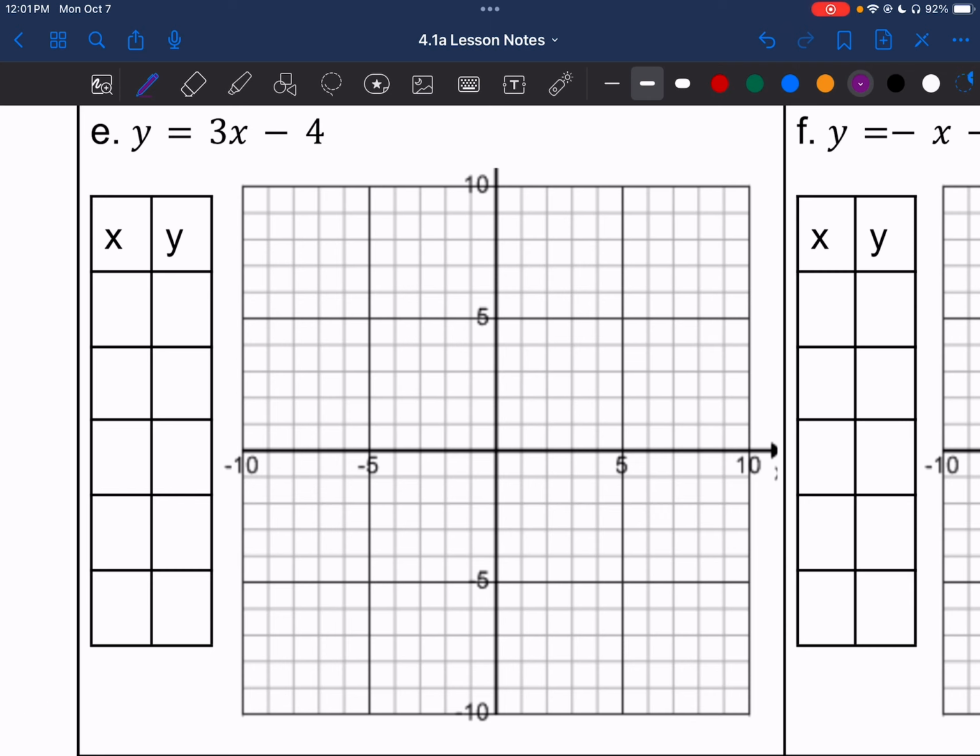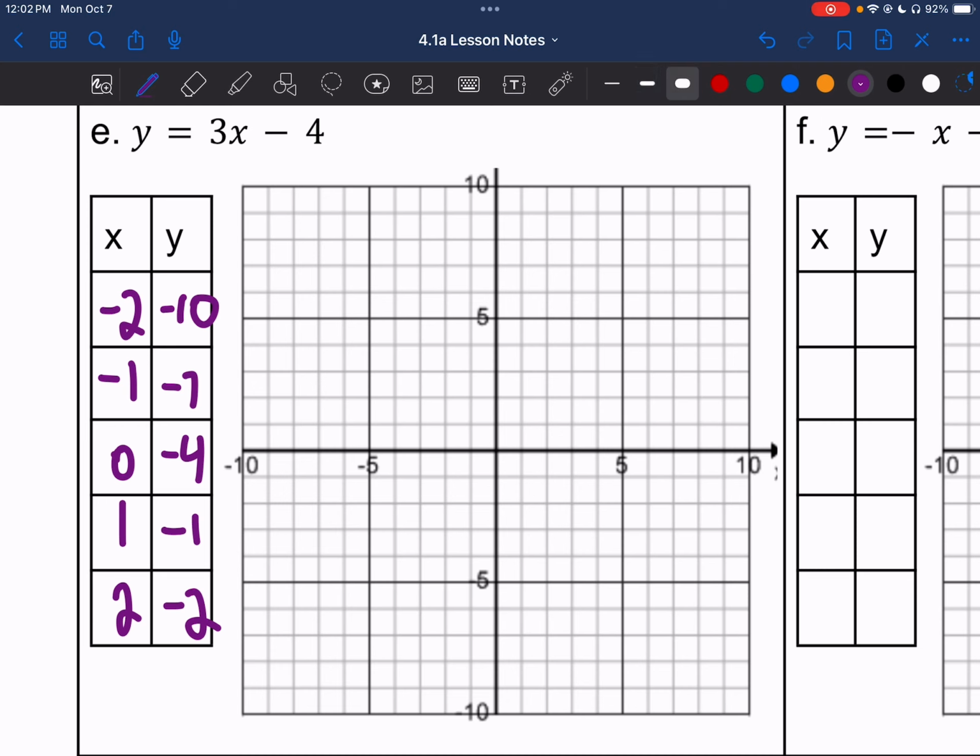All right, starting with letter E, we have y equals 3x minus 4. So I'm going to use my same values, and I'm going to multiply. Negative 2 times 3 is negative 6, minus 4 is negative 10. Negative 1 times 3 is negative 3, minus 4 is negative 7. 0 times 3 is 0, minus 4 is negative 4. 1 times 3 is 3, minus 4 is negative 1. 2 times 3 is 6, minus 4 is negative 2.